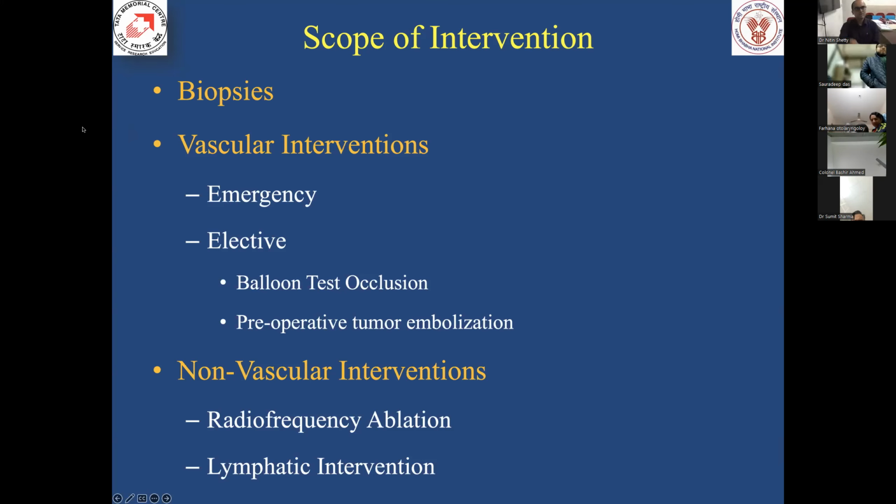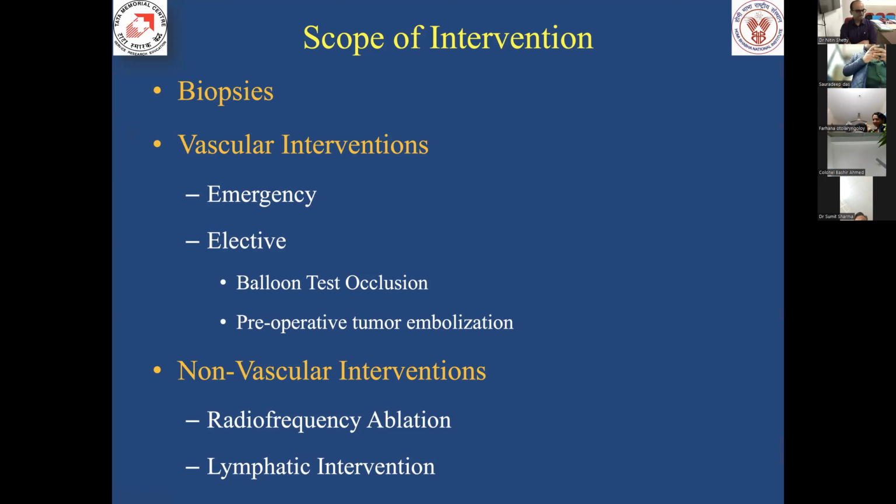So we have pretty much covered the biopsies, the vascular interventions, and thyroid ablation, as well as a little bit of lymphatic intervention. Thank you so much for the patient hearing, and Dr. Poonam, you can add any surgical aspect, if anything is left from my side, or anything you want me to clear. Great lecture, Dr. Nitin.